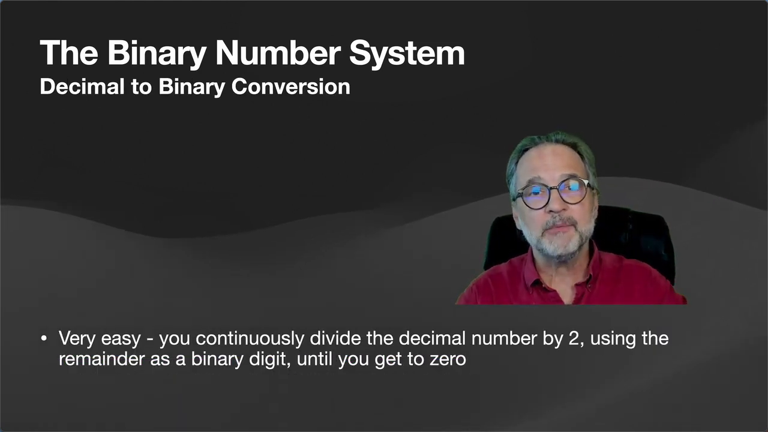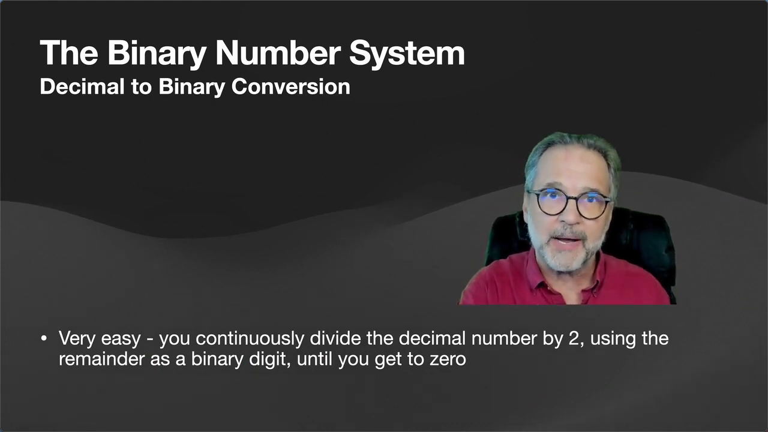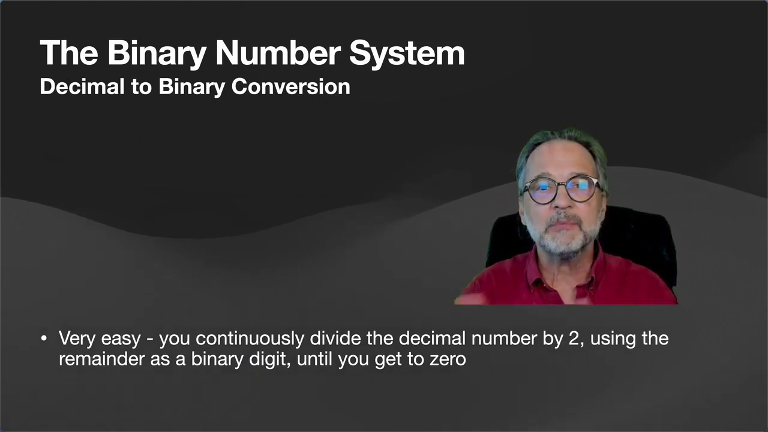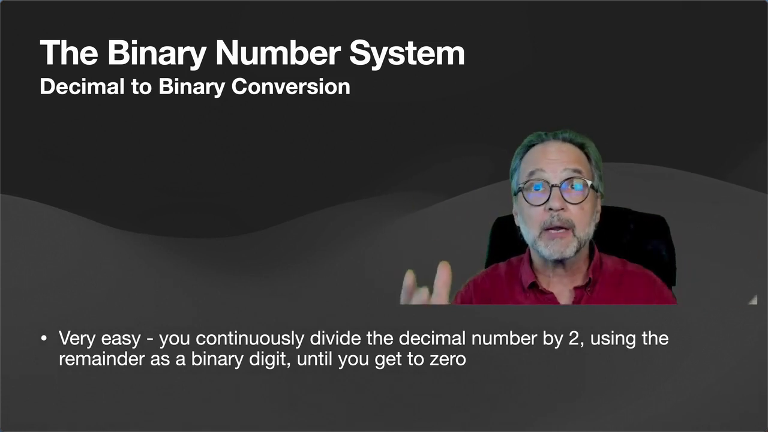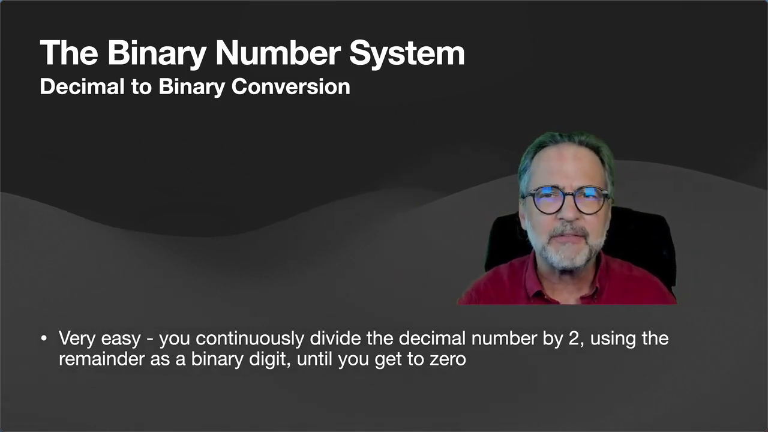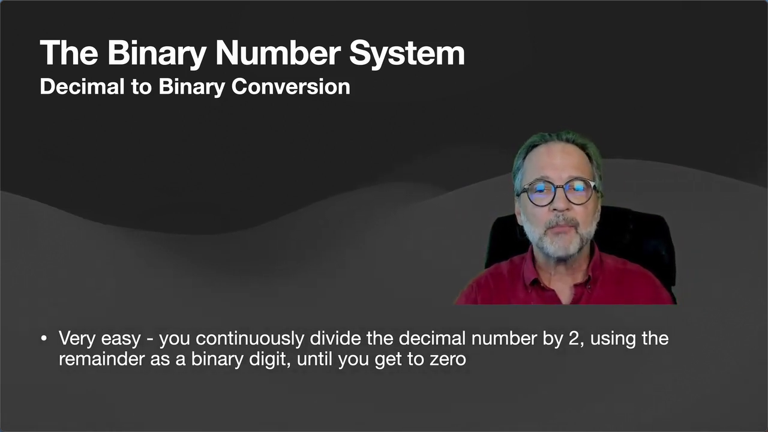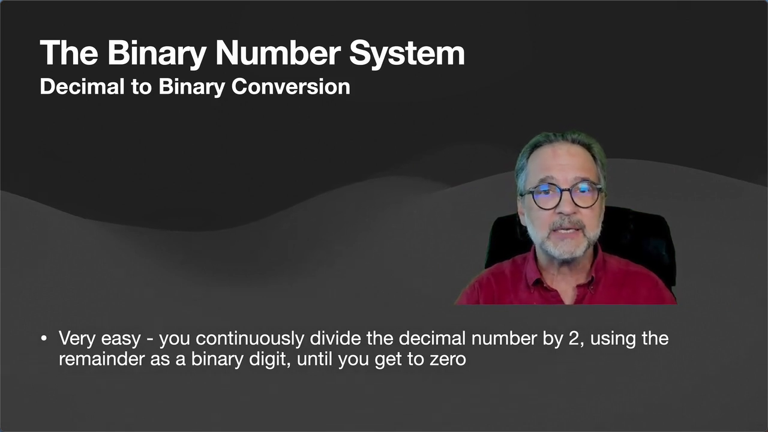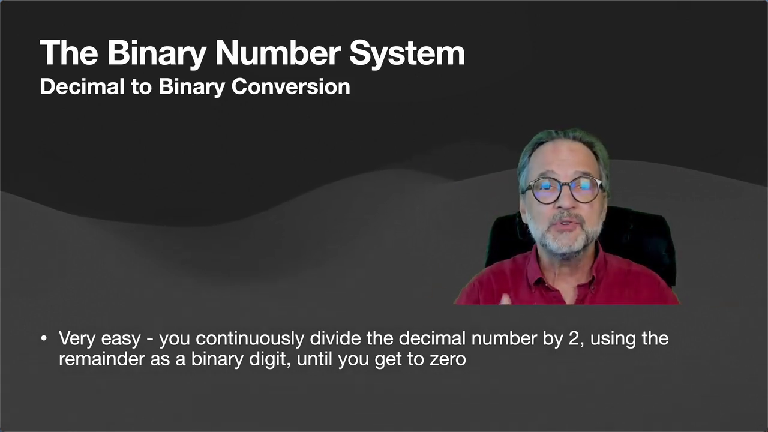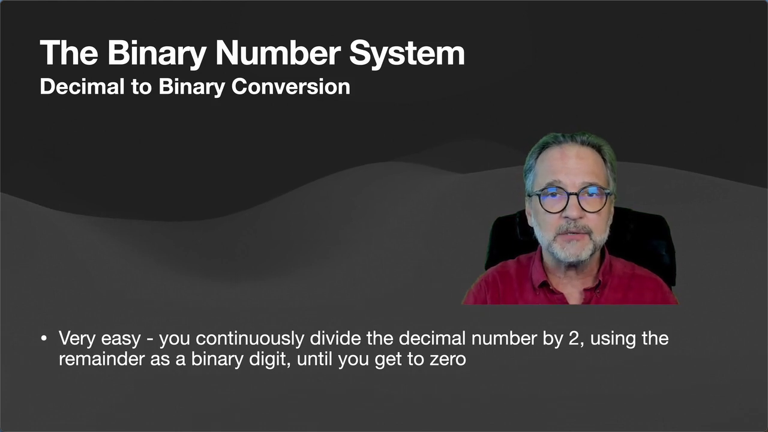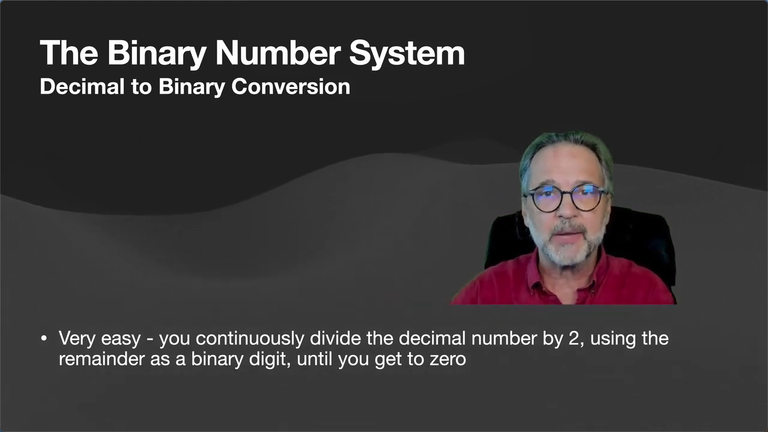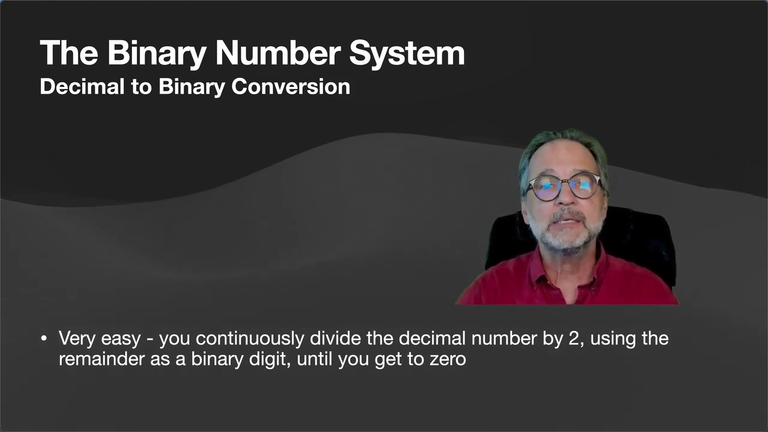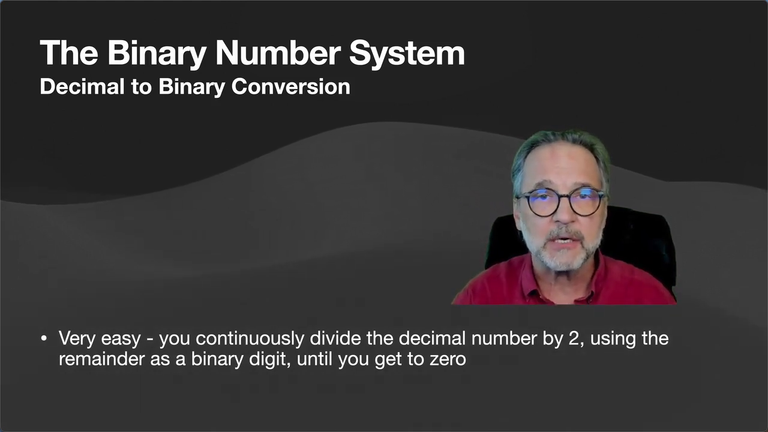Now, how do you go from decimal to binary? So we just went from binary to decimal. How do you go from decimal to binary? You've got a number in your head and you're wondering, I wonder how that is stored in memory. Well, the way that you do that is actually very easy. You just take the number, divide it by 2, take the result of that number, divide it by 2, take the result of that division, divide that by 2, until the final result is 0.